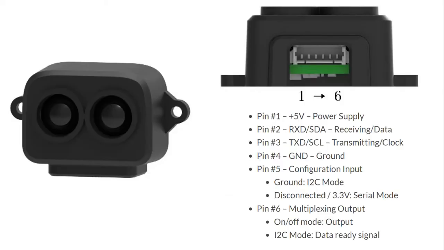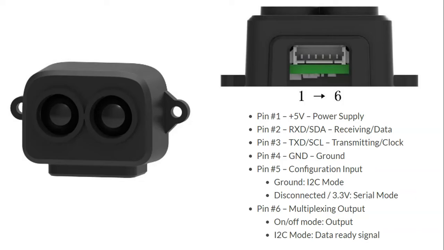Here we have 6 pins that come from the bottom of the sensor. Pin number 1 is the left, and 6 the one on the right, so it goes from left to right. Number 1 is your 5 volt power supply. You can actually use a range of voltages, but 5 volts is pretty standard. You can put anything between 3.7 and 5.2.